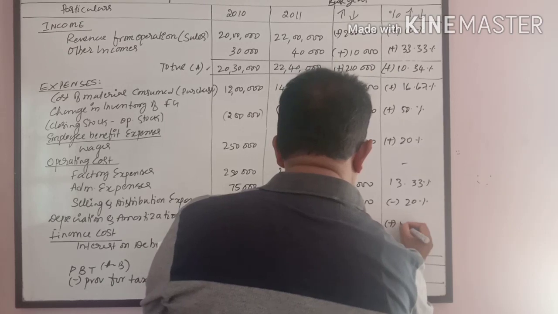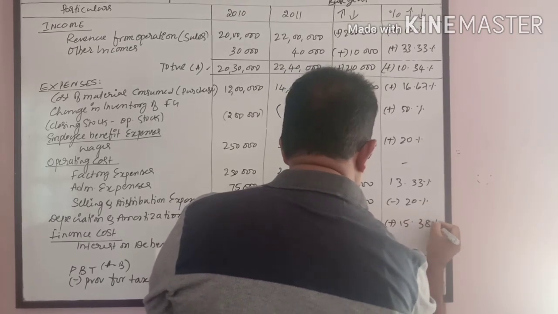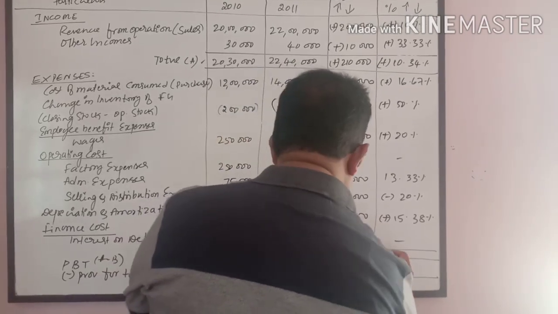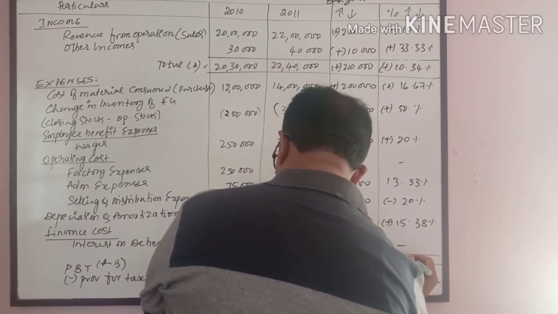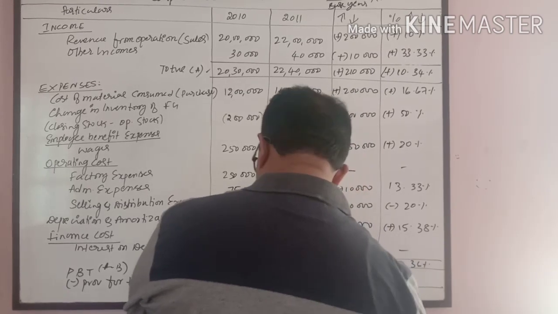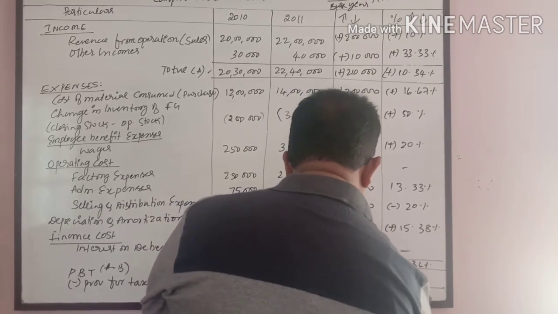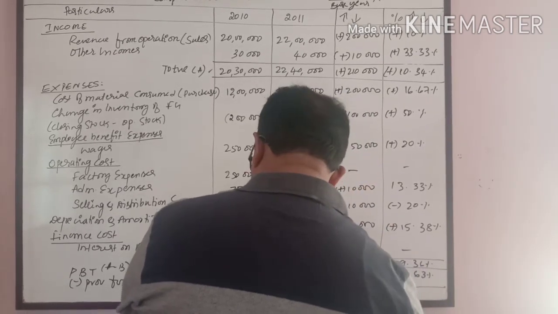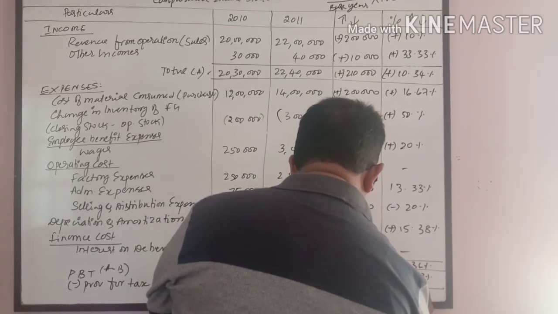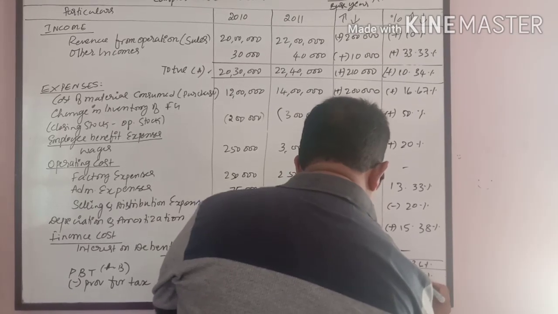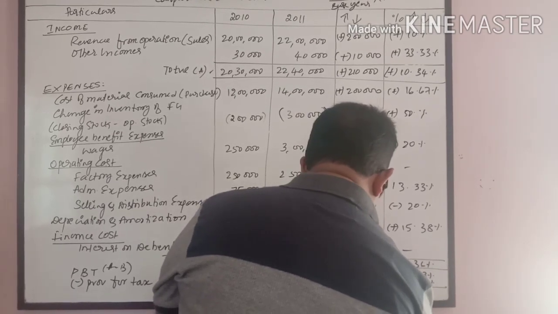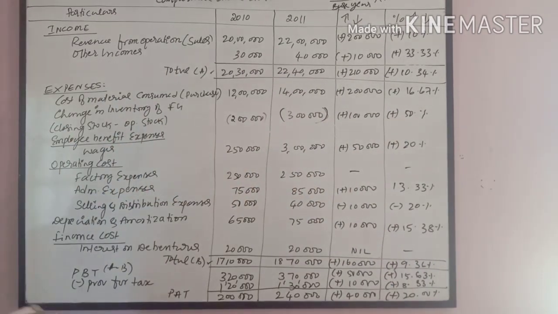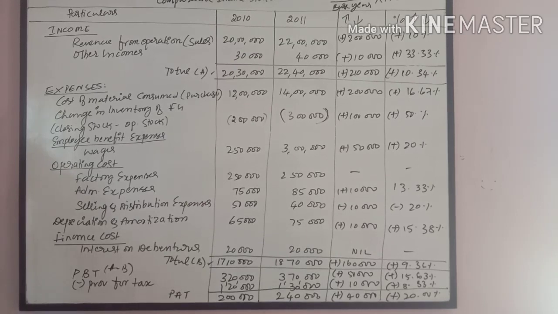So this comes to 13.33% and minus 20%, plus 15.38%. Here there is no changes, plus 9.36%, plus 15.63%, plus 8.33% plus 20%. So this is how we have to compare the values and write the analysis.